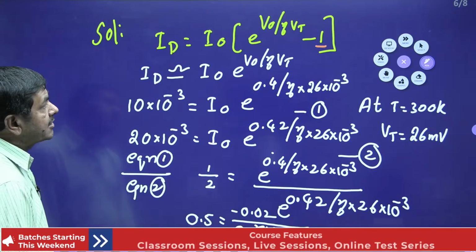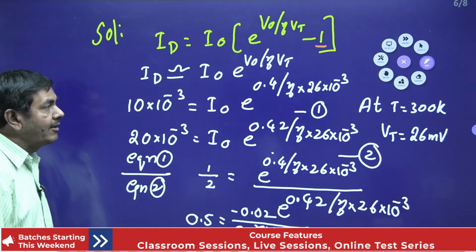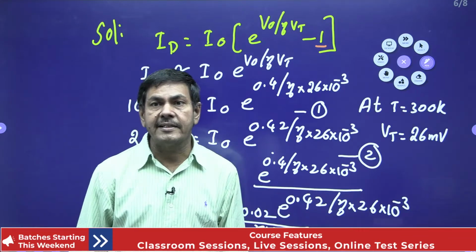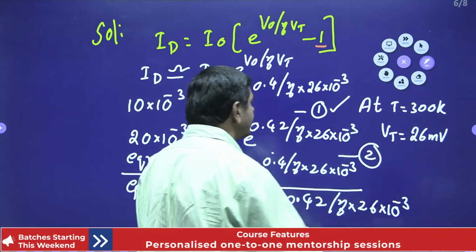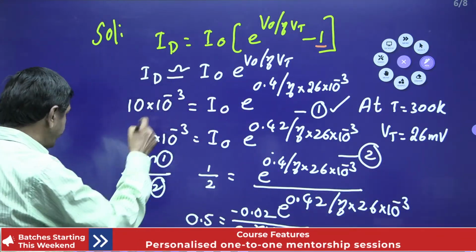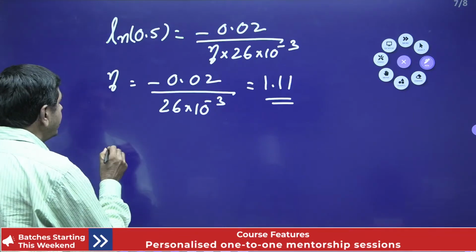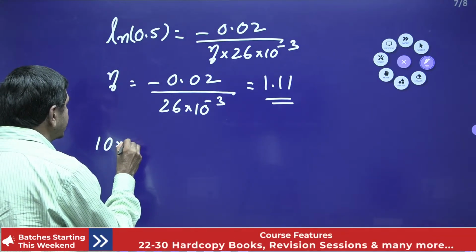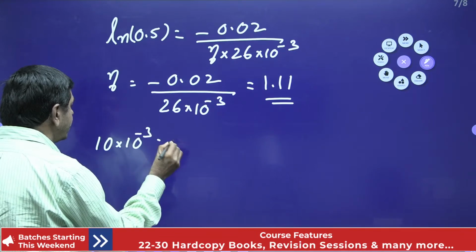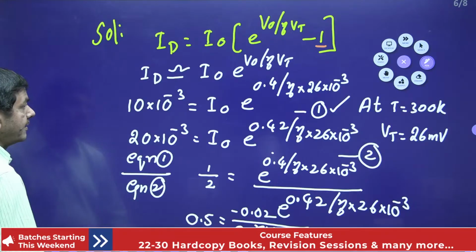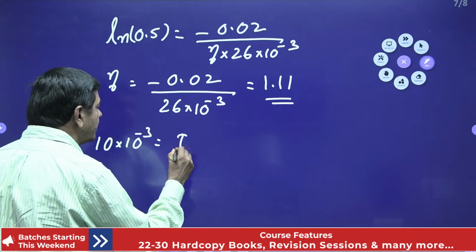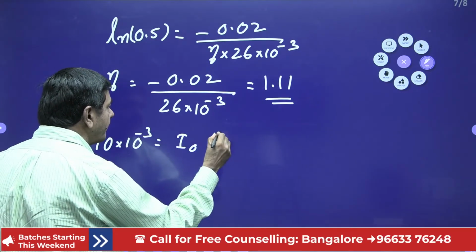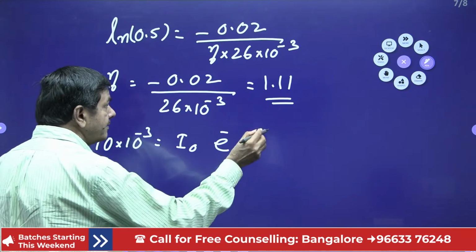And also I wish to find the I naught value. I naught value I can get from equation 1 or equation 2. I am taking equation 1: 10 into 10 power minus 3 equals I naught into e power, how much is given?